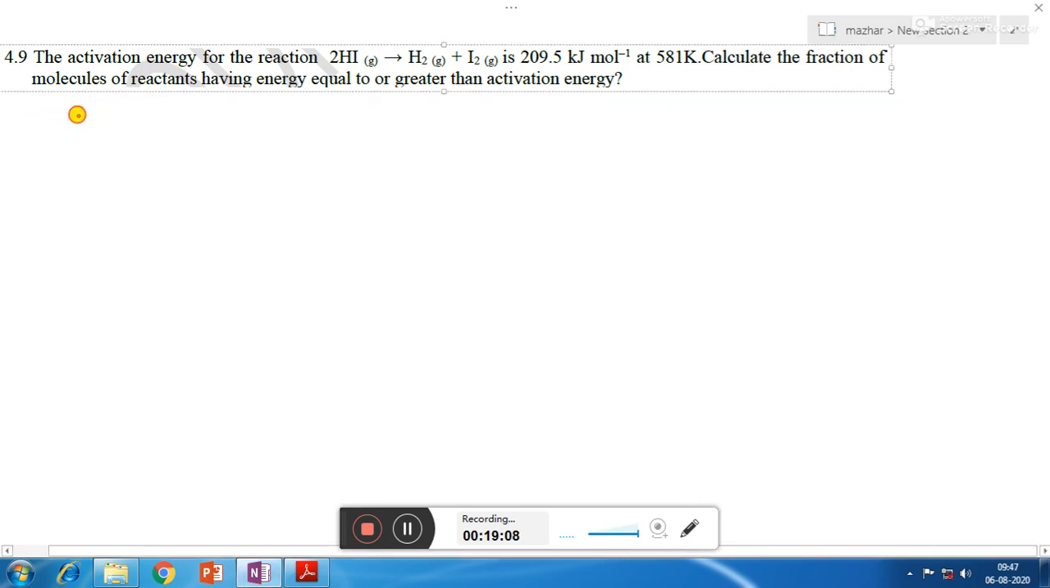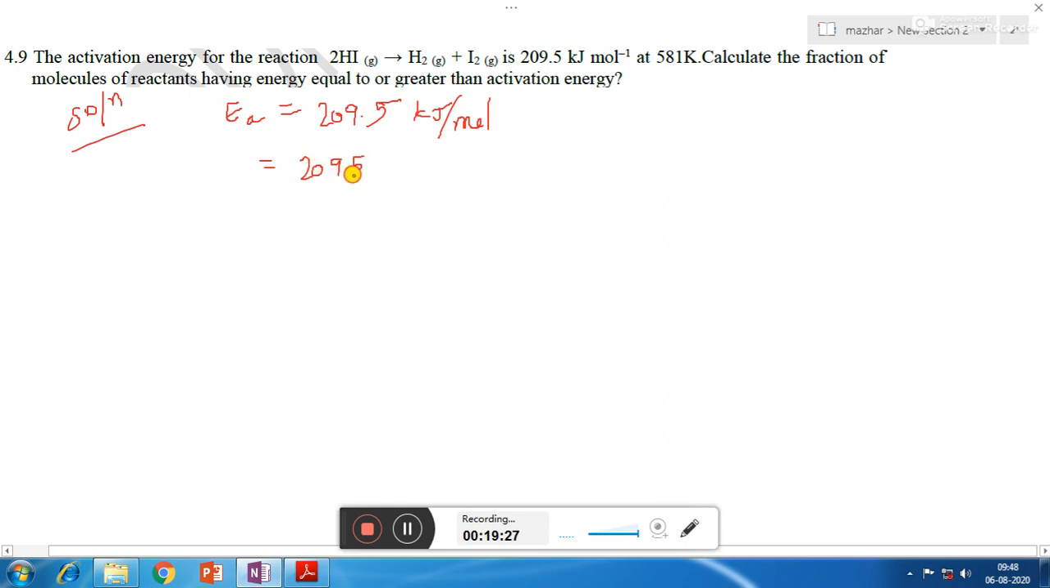Now here we will see that the energy of activation is given as 209.5 kilojoule per mole. So that will be equal to 209,500 joule per mole. Absolute temperature capital T is 581 Kelvin, and R we already know in terms of joule, it is 8.314 joule per Kelvin per mole.